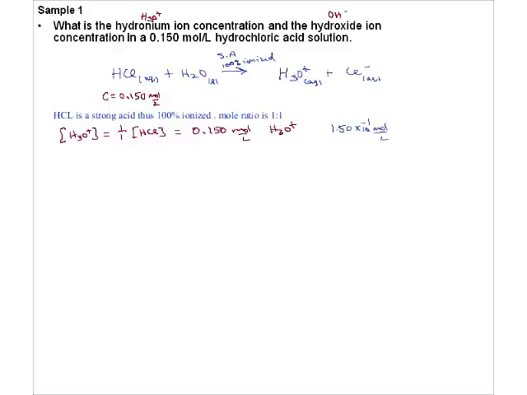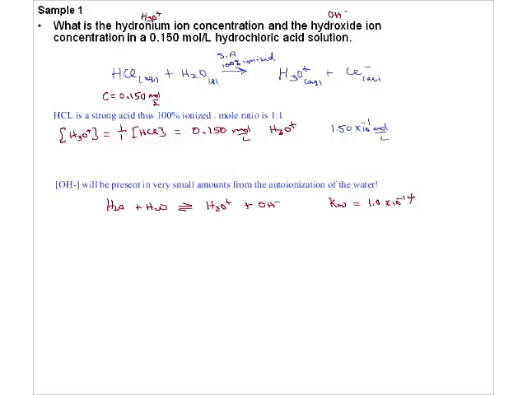Now the question would be, well, what about the hydroxide ion concentration? Well, from this equation, there is no hydroxide being produced. So we would come to the conclusion that if there's any hydroxide in this container at all, it must be coming from the auto-ionization of water. So based on that, we can now do a calculation and say, okay, any amount of OH minus is going to be from the water because of the auto-ionization aspect, because water is present in this container as well.